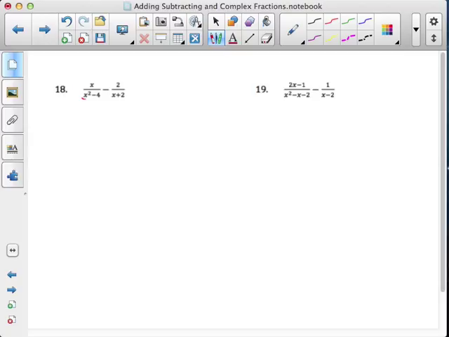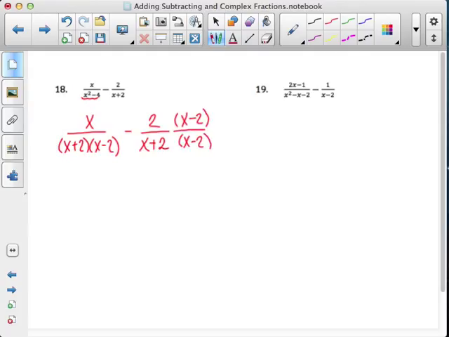So again, we need to factor this so that I can see what I have to multiply by to get a common denominator. So this becomes x over (x + 2)(x - 2) minus 2 over (x + 2). So what am I missing for my denominators to be equal? Well, I need to multiply this right side by (x - 2) over (x - 2). That's my clever form of 1. (x - 2) divided by (x - 2) is really 1. So what I'm really multiplying by here is just 1. It's not changing my expression. So I end up with x over (x + 2)(x - 2) minus 2 times (x - 2) all over (x + 2)(x - 2).